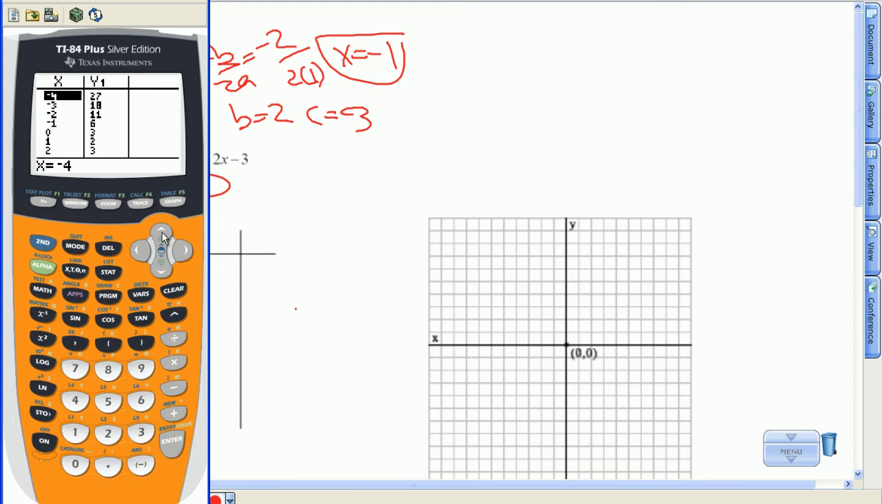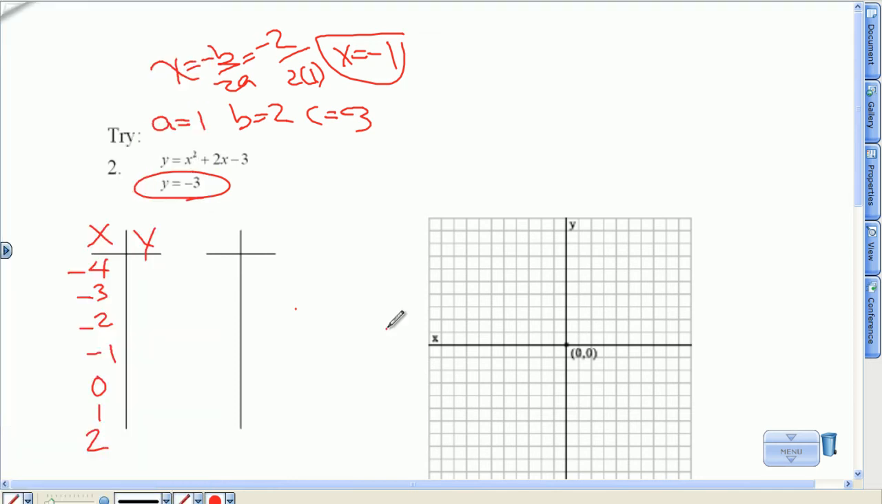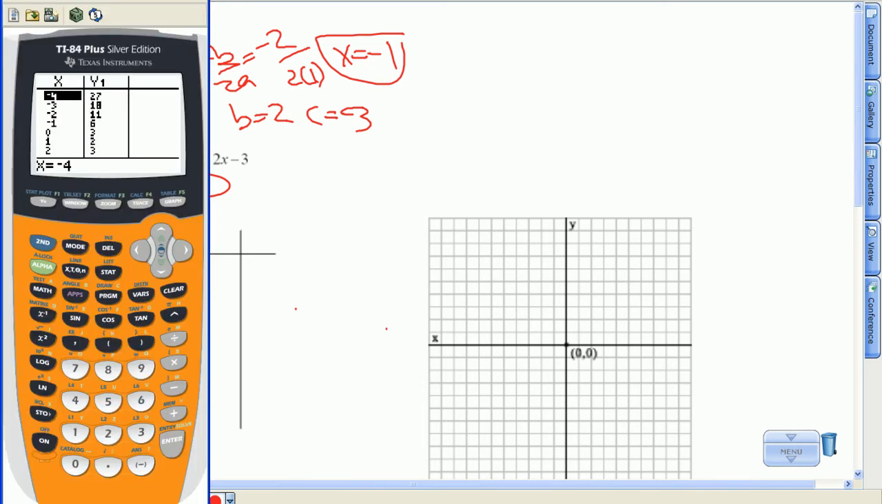And notice the table of values, it looks a little bit problematic. I don't have symmetry on both sides of that, so this is an indication that there's an error. So going back, negative b, so negative 2 over 2 times a, or 2 times 1 would be negative 2 over 2. So x equals negative 1 should be the correct axis of symmetry. So now I got to check my equation. X squared, look at that, plus sign, and that's supposed to be a minus sign. I typed my equation in incorrectly.